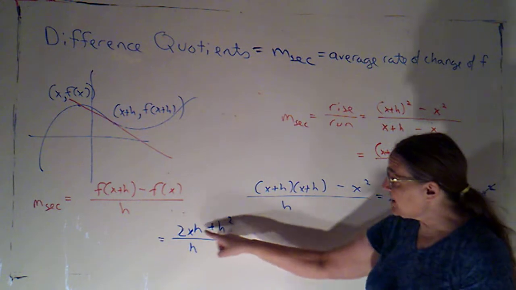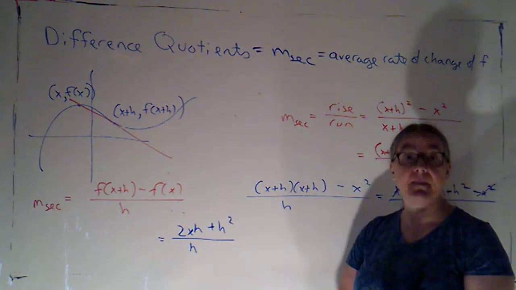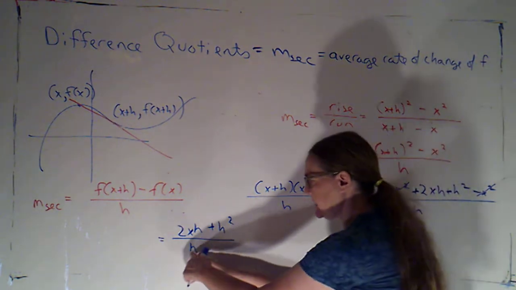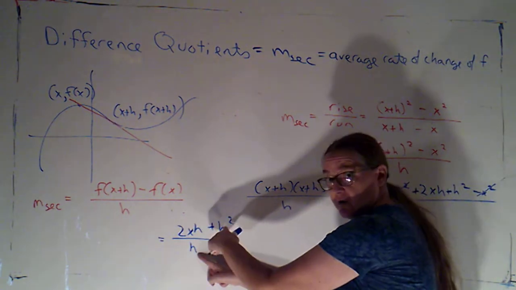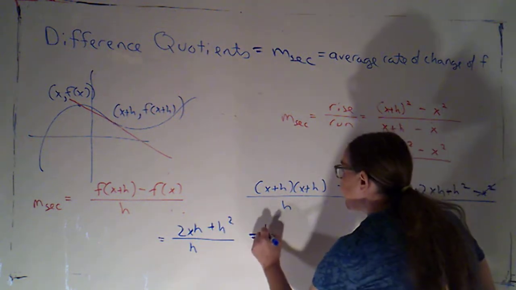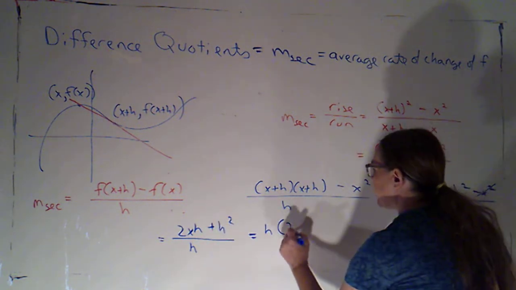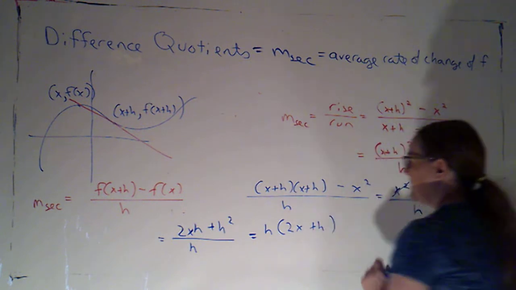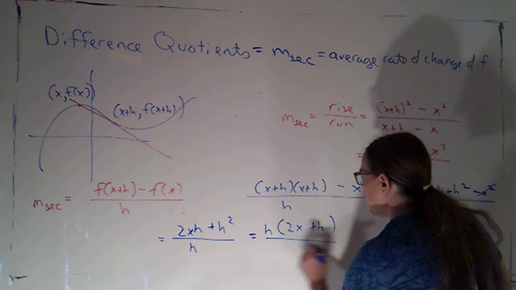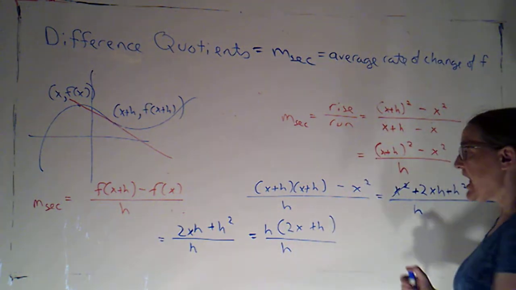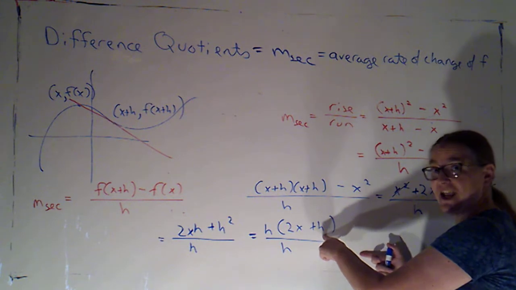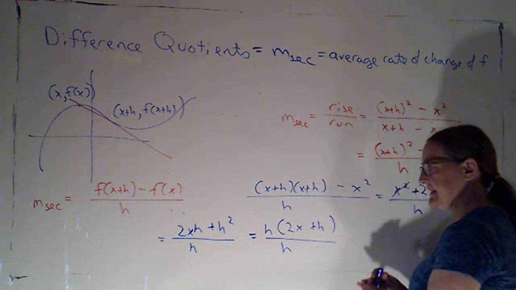Now there's an h in every term on the top, so I can factor one out. I can't cancel just those or just those. I've got to be able to cancel with the entire top. I can do that if I first factor out an h. So if I factor out the h, I'm left with 2x plus h all over h. Now this h is connected to the rest of the top by multiplication, so I can cancel it.